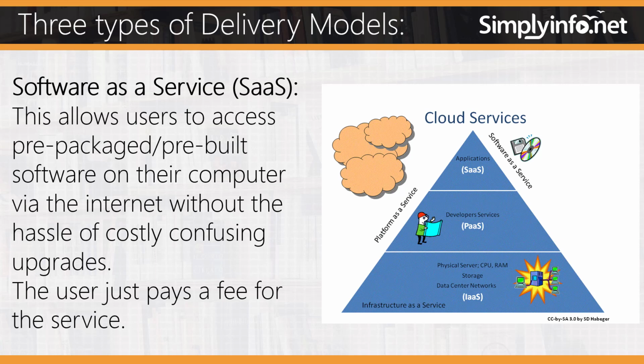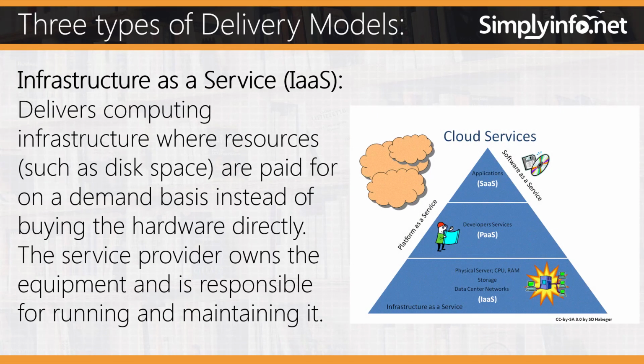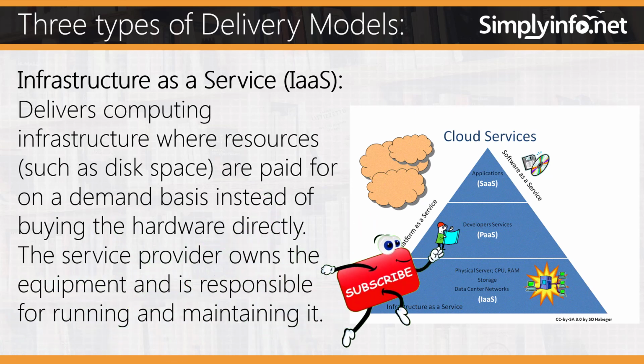Three types of delivery models: software as a service, SaaS. This allows users to access pre-packaged, pre-built software on their computer via the internet without the hassle of costly, confusing upgrades. The user just pays a fee for the service.